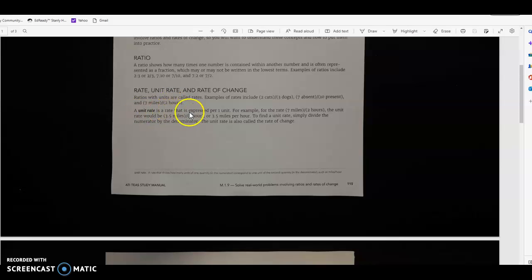And a unit rate is a rate that is expressed per 1 unit. For example, 7 miles over 2 hours. Once you do that as a unit rate, you would take the 7 divided by the 2 and get 3.5 miles over 1 hour, or 3.5 miles per hour. So to find a unit rate, simply divide the numerator by the denominator. And this unit rate is also called the rate of change.